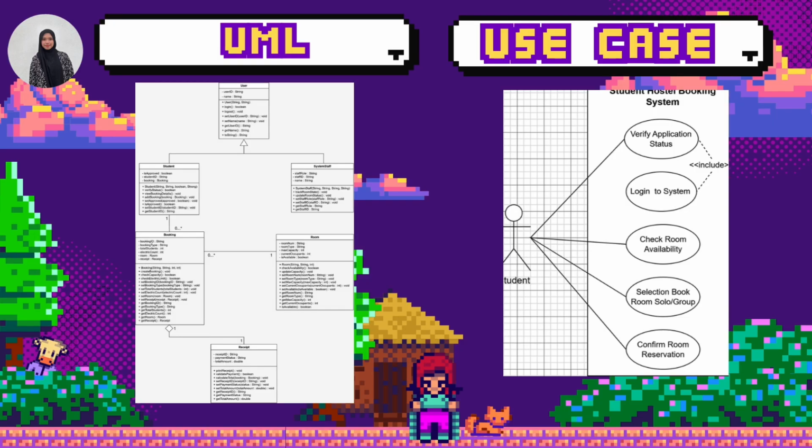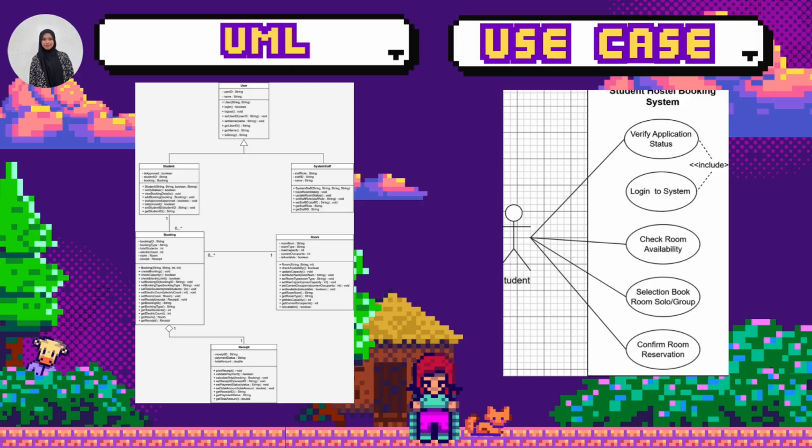Now, let's move over to the right side of the image to look at the use case diagram. This is basically the flow of how a student interacts with our system. As the main actor, the student is connected to these actions through an association relationship. From here, they can check room availability, choose whether they want to book a solo or group room, and confirm their reservation. But there's a catch.